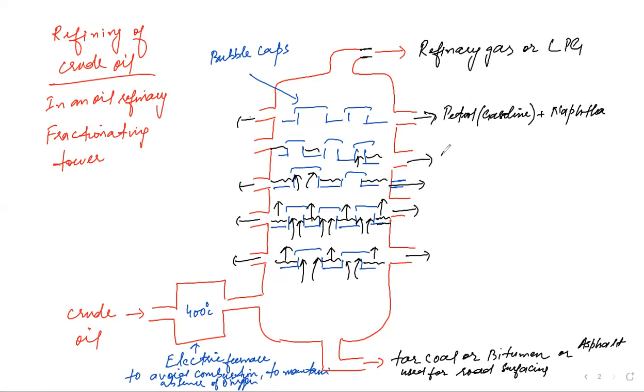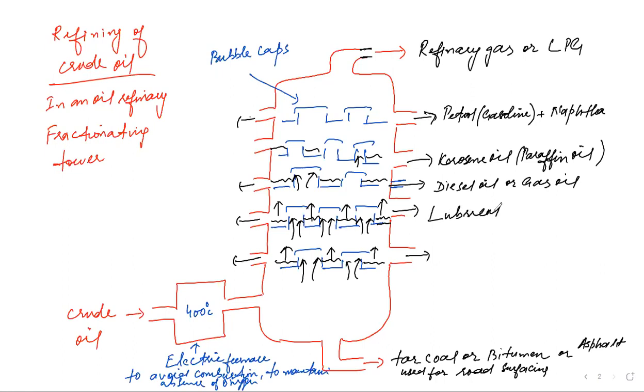Below petrol, we will get kerosene, and kerosene oil is also called paraffin oil. Below this kerosene oil, we will have diesel oil, also called gas oil. Below this, we will have lubricating oil, which is also called mobile oil in Pakistan. And below lubricating oil, we will have fuel oil.